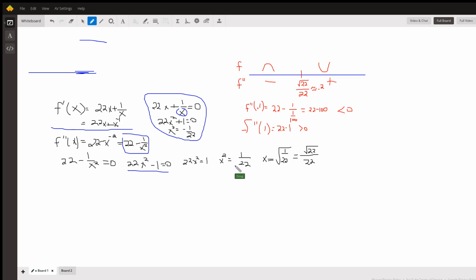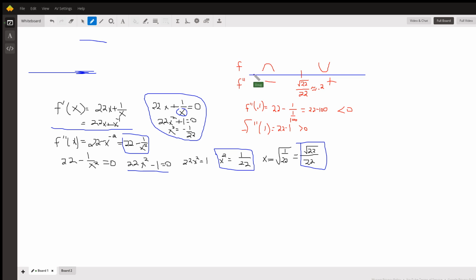And solve for x. At this point, I could say x equals plus or minus the square root of 1/22. But minus the square root of 1/22 is not in the domain of the function. So we'll ignore that. And if you wanted to rationalize that value, you could write it like that.